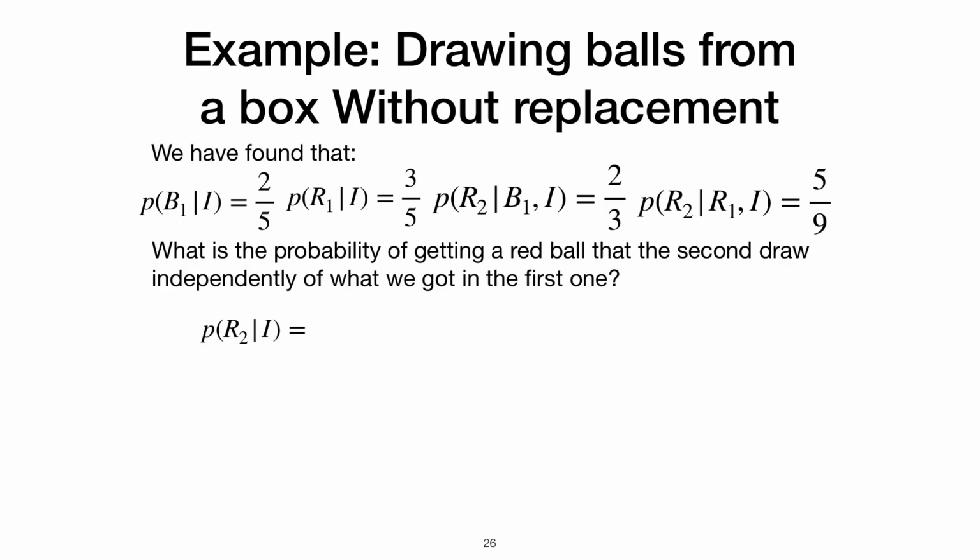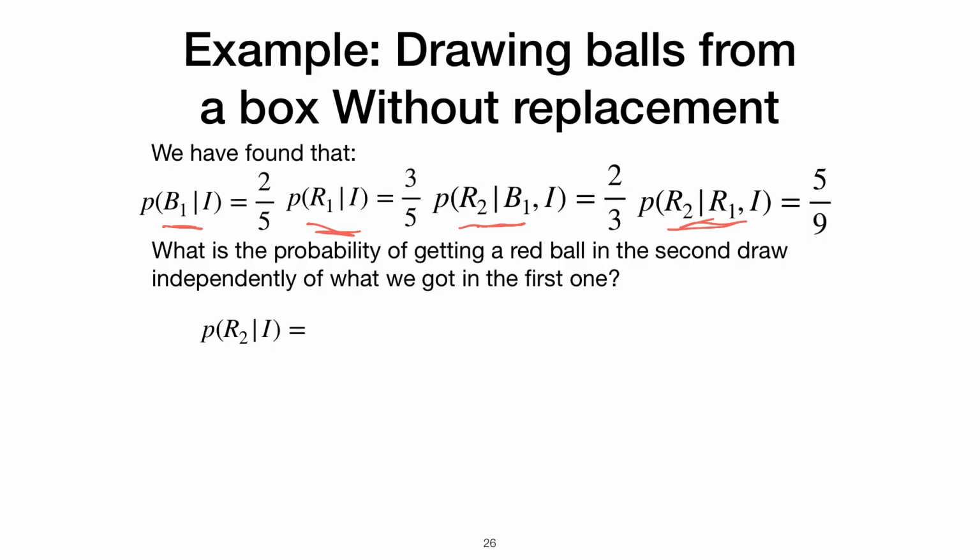Let's now apply the sum rule to a simple example. We have already found the probability of drawing a blue ball in the first draw, the probability of drawing a red ball in the first draw. We also found the probability of drawing a red ball right after a blue ball, and we can easily also find the probability of drawing a red ball right after a red ball in the first draw. And now we're going to find the probability of drawing a red ball at the second draw.